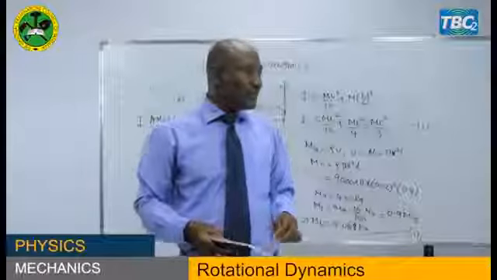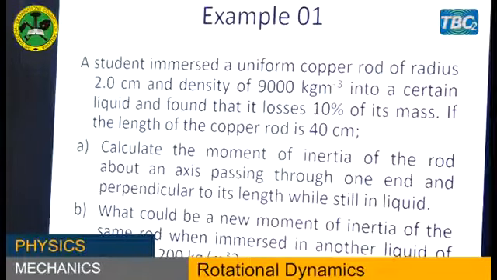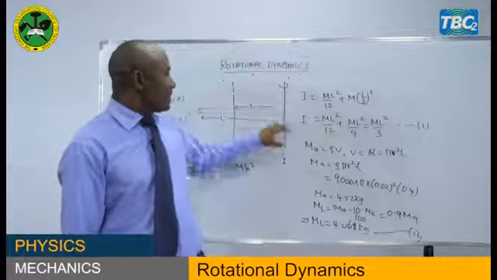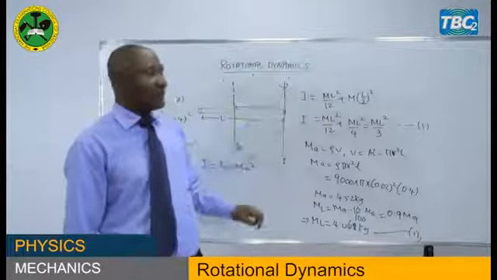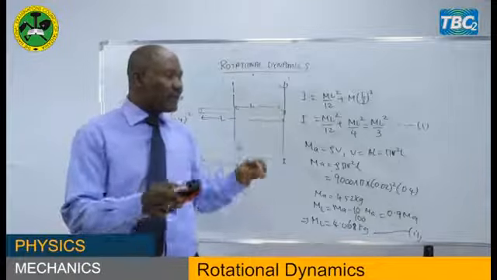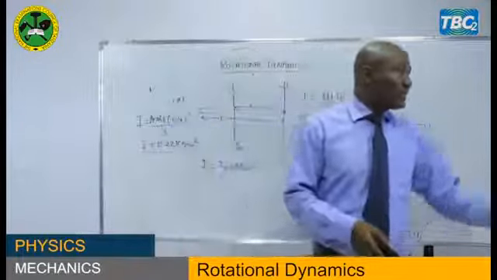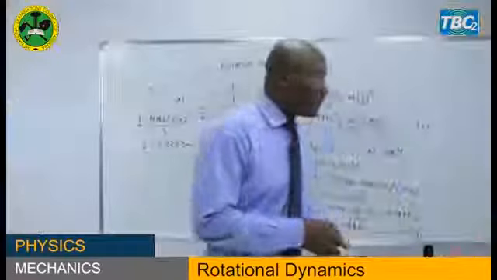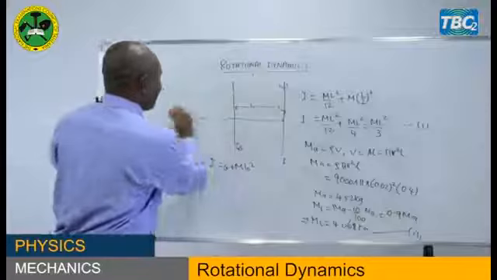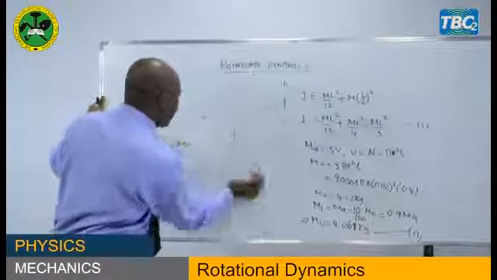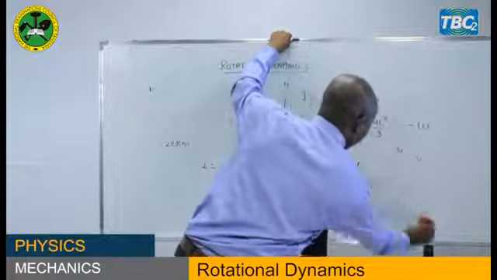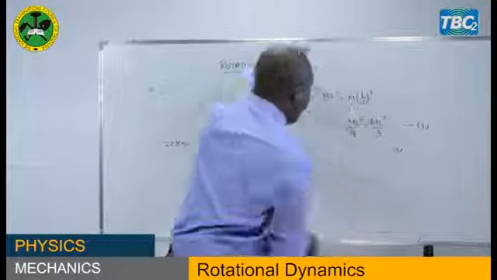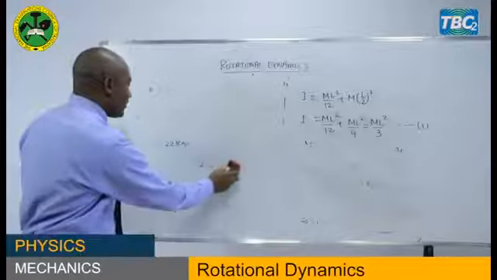What will be the new moment of inertia of the same rod about the same axis when it is measured in another liquid of density 1,200 kilogram per meter cubic? So you are looking for the moment of inertia of the same particle, passing about the same axis. But this time, it is measured in another liquid whose density is different from this. So from the Archimedes principle, the formula will be the same.